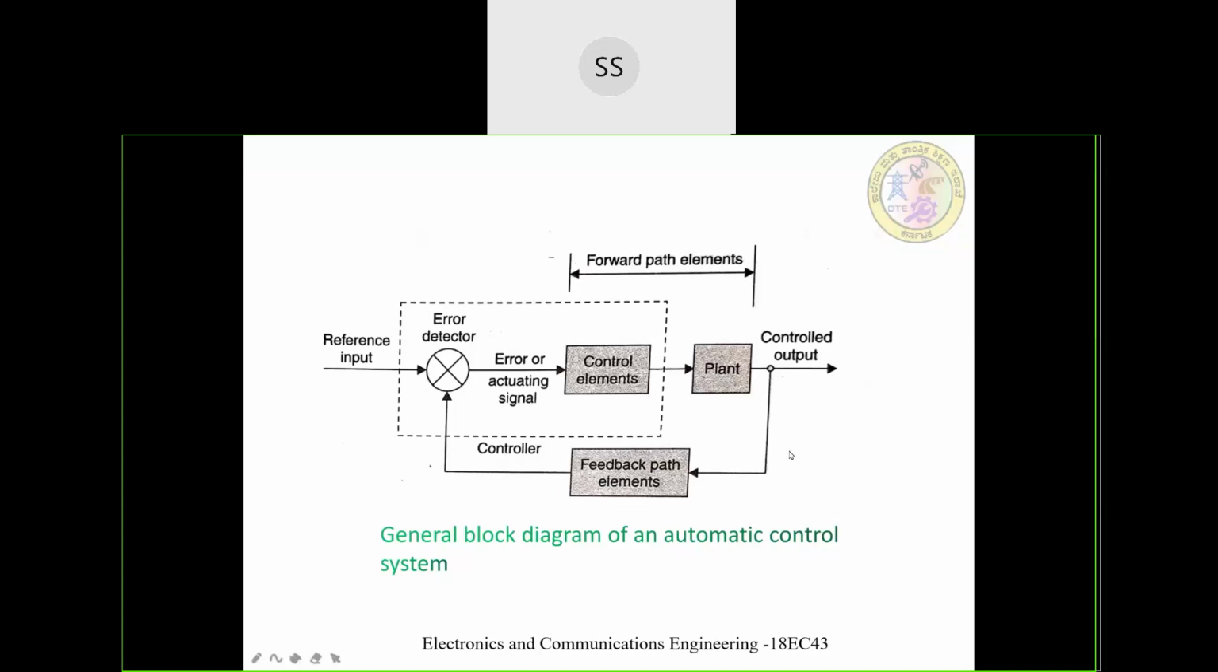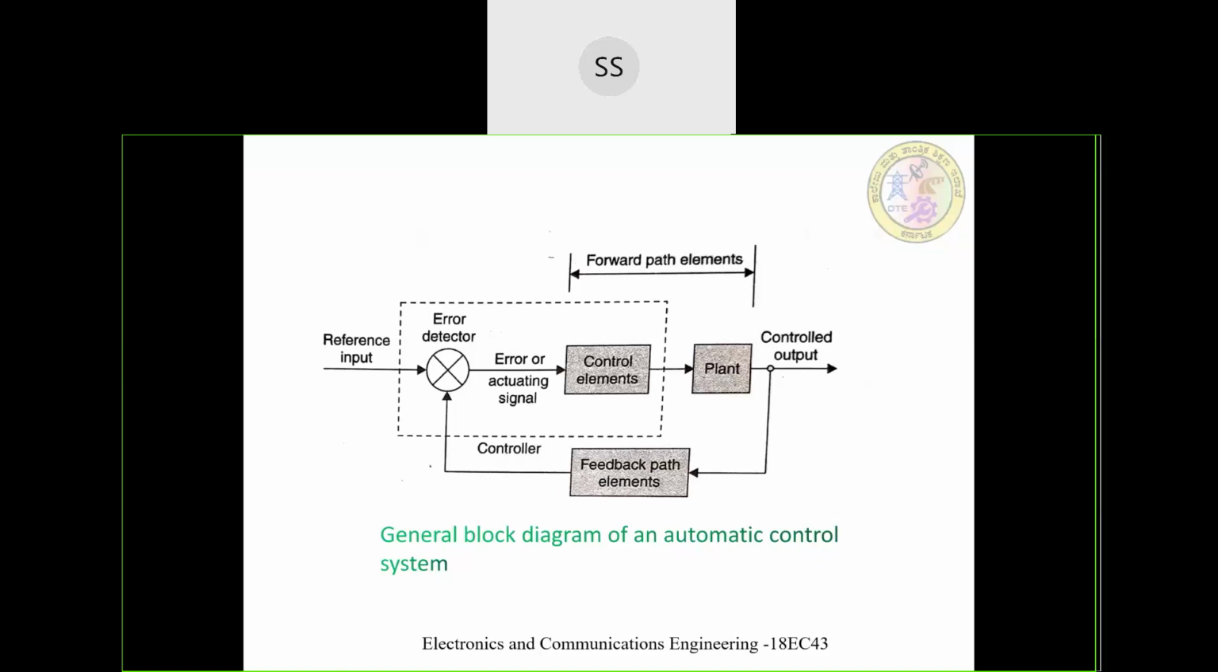Now from the output there is a feedback path, which actually has many elements known as feedback path elements. These elements receive part of the controlled output and feed it back to the input side. There can be a positive or a negative feedback. But anyway, by combining the reference input along with the signal coming from the feedback path, an error signal will be generated.